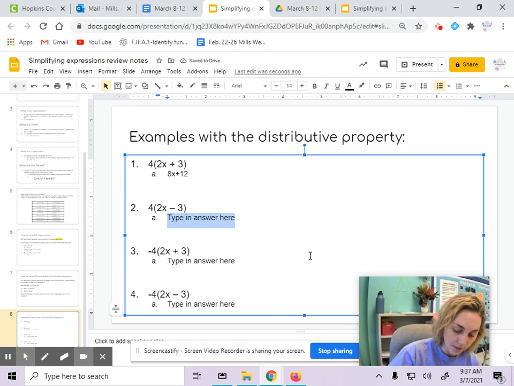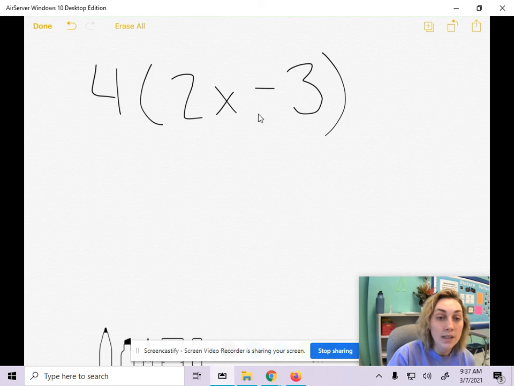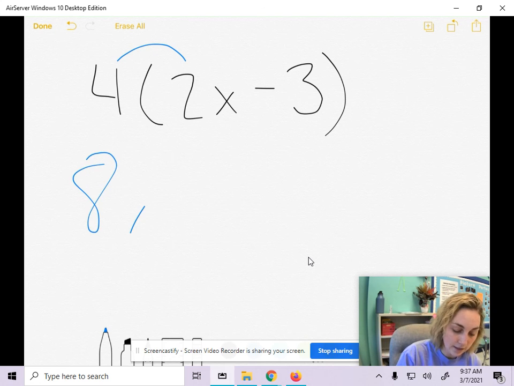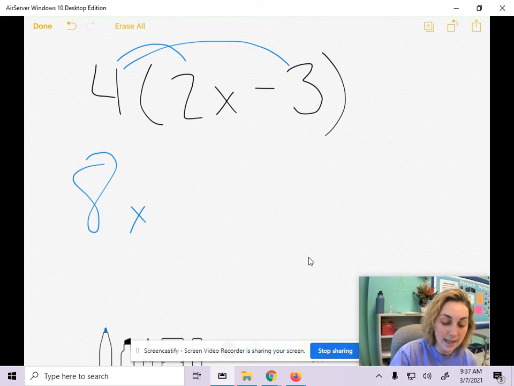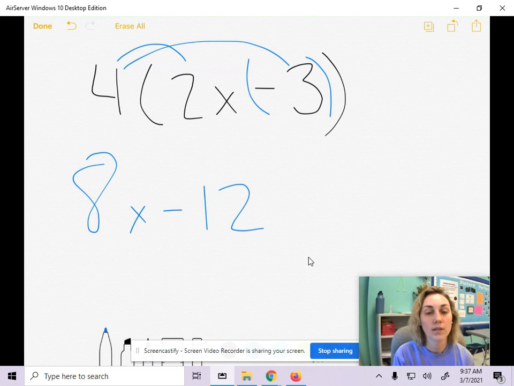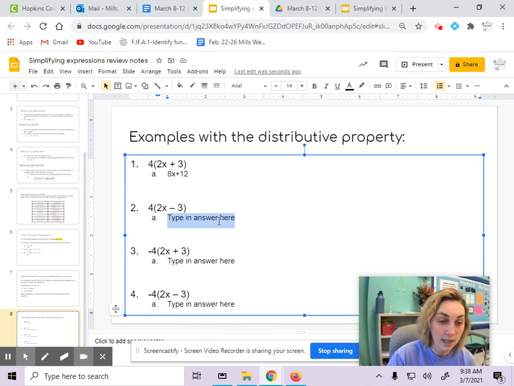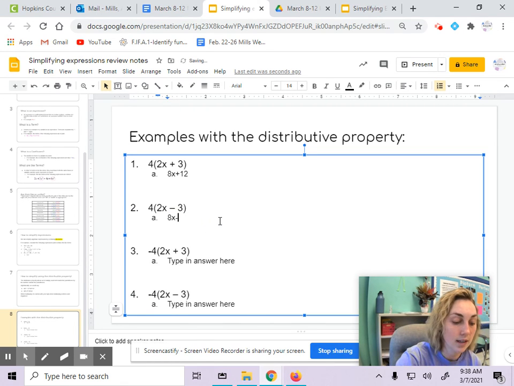All right, so same thing here. We have 4. We're going to multiply that by 2x minus 3. Very similar, except we have a different operator here. We have a subtraction sign. It's going to change the answer just a little bit. First, we're going to multiply 4 times 2x. Well, again, that will give us 8x. And then a positive 4 times a negative 3 is going to give us a negative 12. Okay, so that will be our final answer because we cannot simplify that any further. We do not have like terms. So we can go back and type in 8x, and we're going to subtract that by 12.